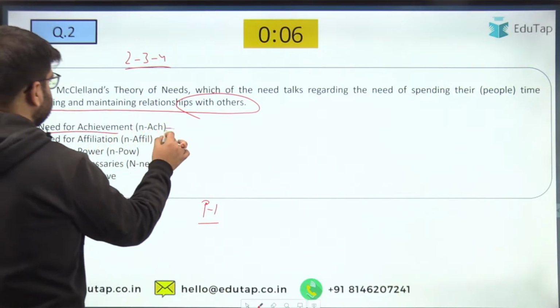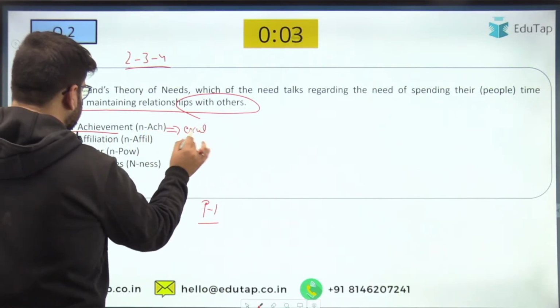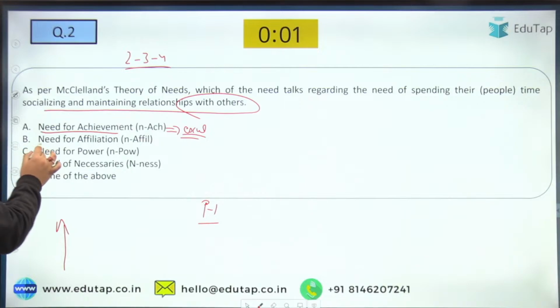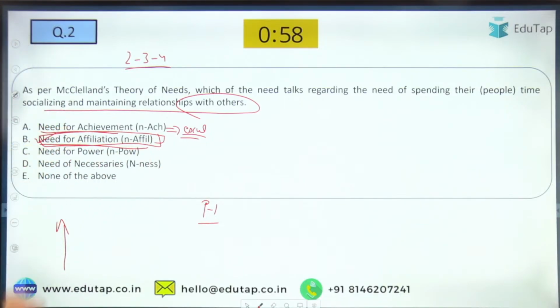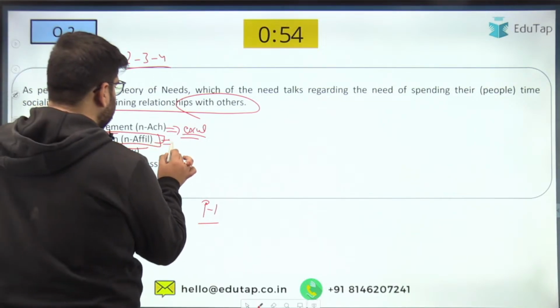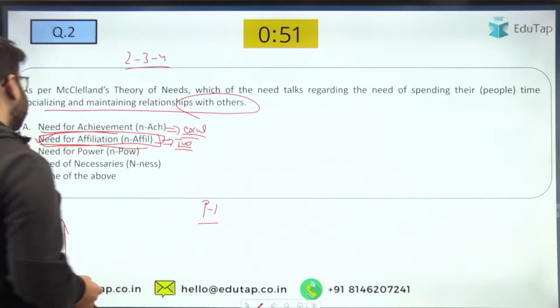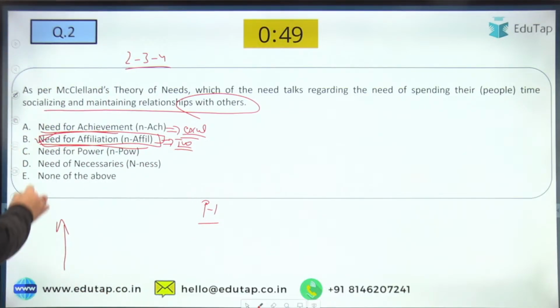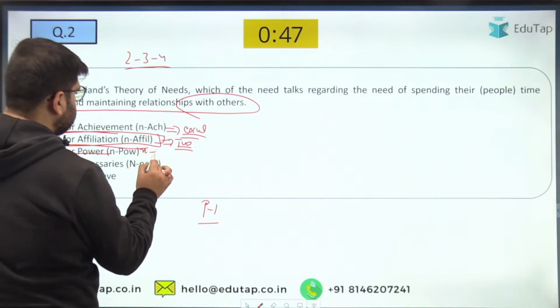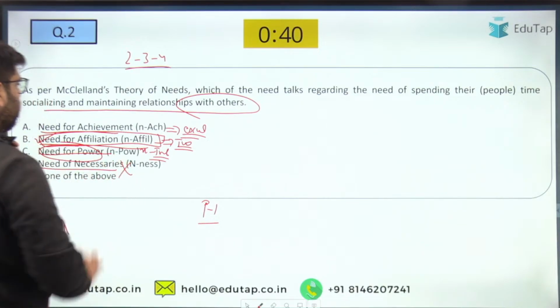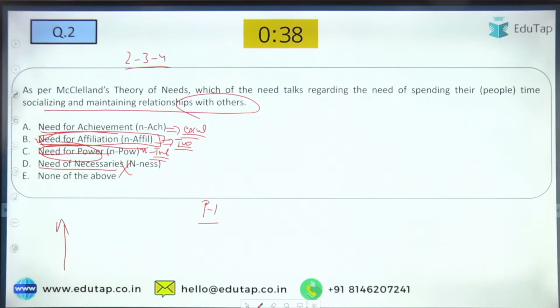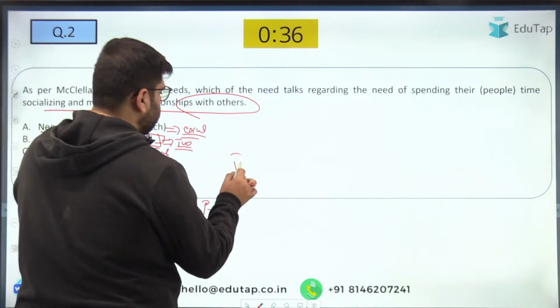Need of achievement is basically trying to excel in every task which you do. Need of affiliation is the correct answer of this particular question, because option B talks regarding love and belongingness, teamwork. You should be accepted by your fellow beings. Need of power is basically your need of influence. You need to be a kind of autocratic person to have need of power. Need of necessity is not given by David McClelland. Therefore, the correct answer over here will be option B.